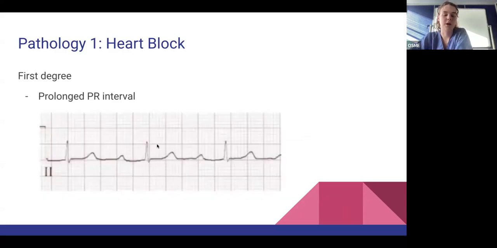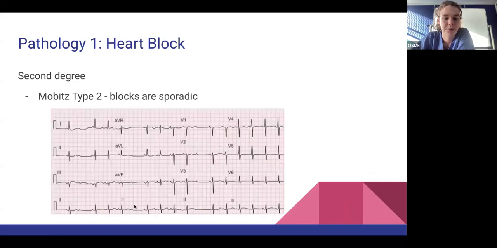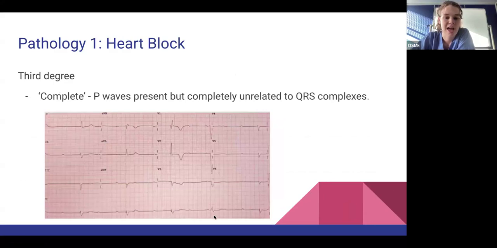So that's showing you the prolonged PR interval, which is what this first case had. This is the Wenckebach phenomenon. And hopefully you can see it's got 3, then a drop. And here we've got those sporadic Mobitz type 2 blocks. And then complete heart block where you've got some P waves, but they're not causing the QRS complexes. That's the thing to look for.